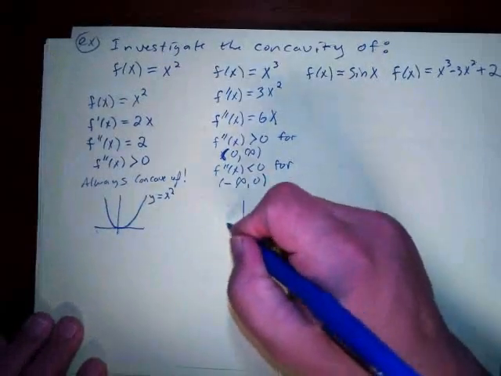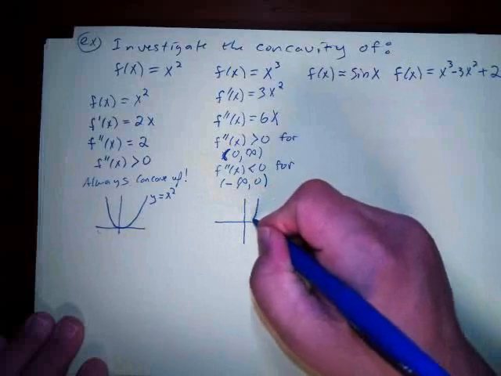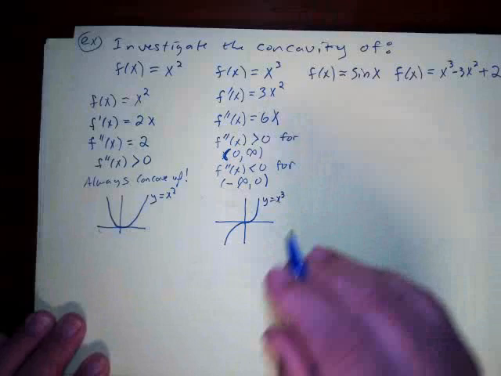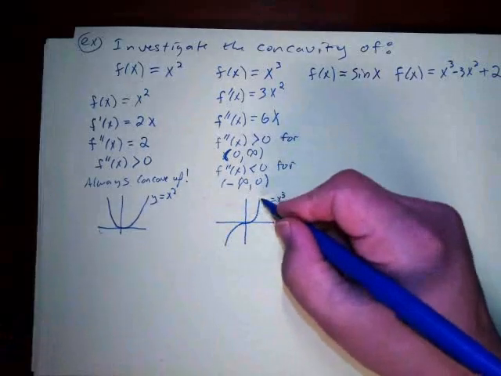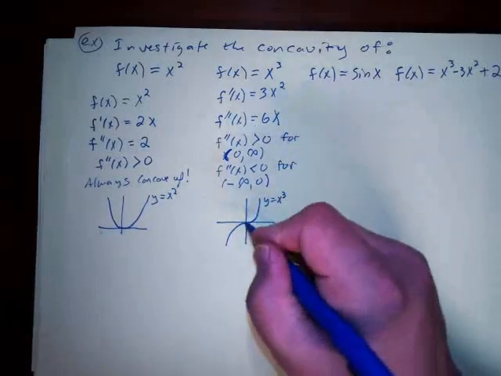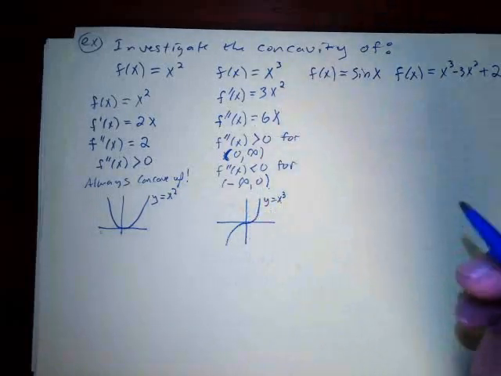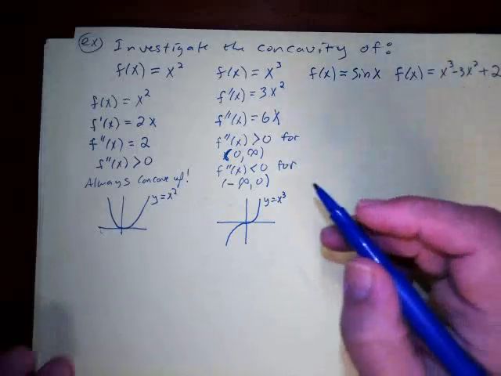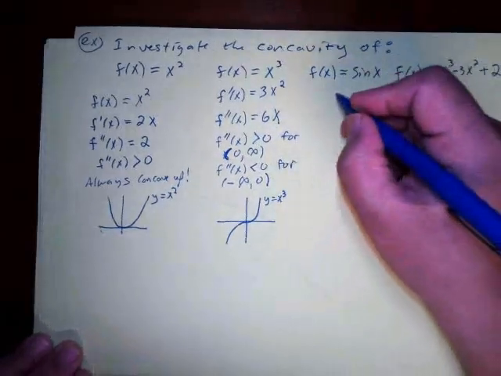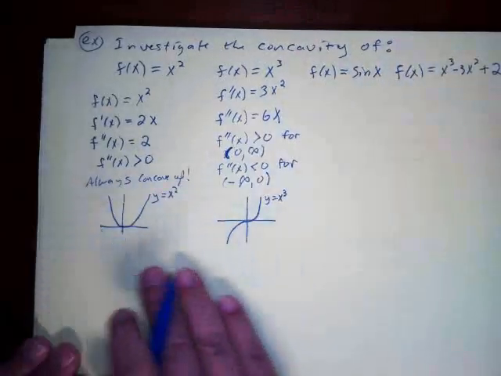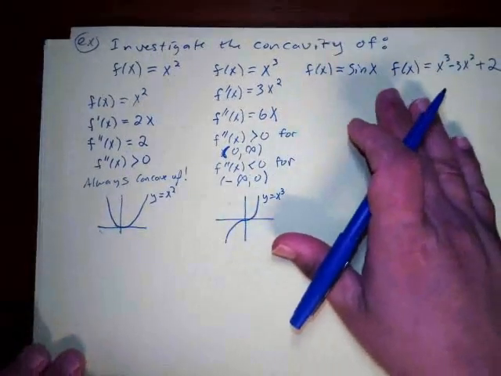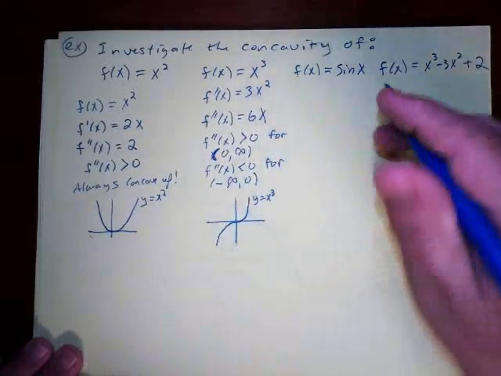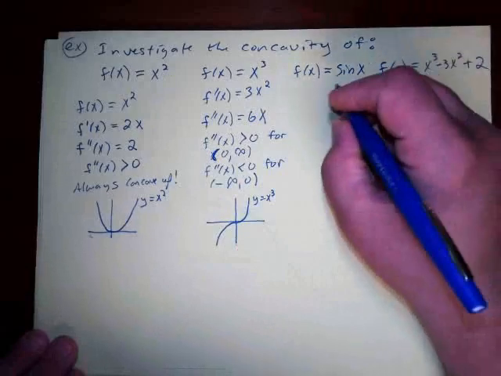And we know what this function looks like. We have this, y equals x cubed, right? And indeed, for these positive values, it's concave up, and for these negative values, it is concave down. Okay, so this fits with the second derivative, right? So now let me do sine of x down here, and then we'll do this last function up here.